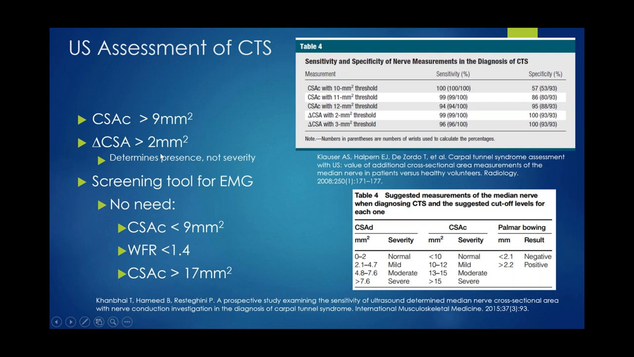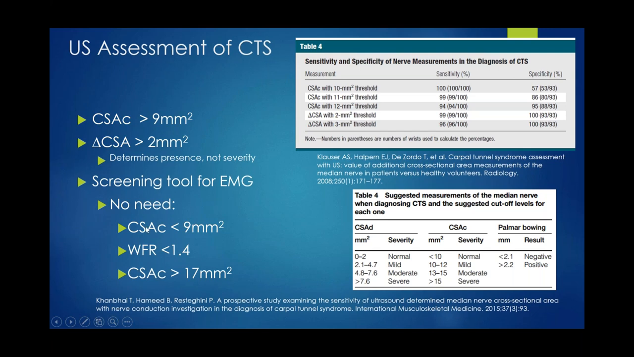Another way of looking at this is comparing the cross-sectional area of the median nerve at the proximal one-third of the pronator quadratus to the maximal area of thickness within the carpal tunnel. If that difference is greater than 2 square millimeters, that would also suggest the presence of median neuropathy at the wrist. Some would use ultrasound as a screening tool to determine whether or not an EMG would be necessary.